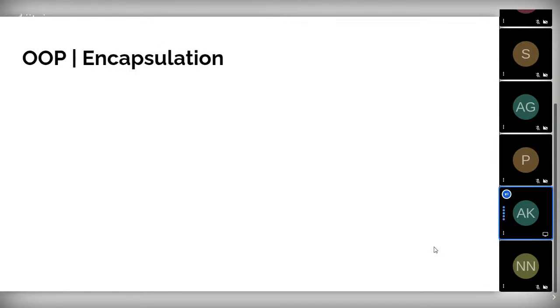Object oriented programming says that we should hide the information from others, and we should only give the access whatever will be needed. We will not give the access of everything.